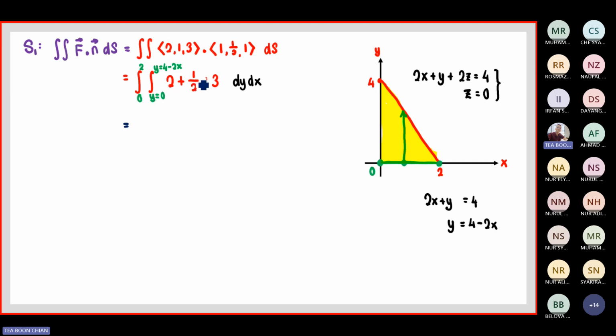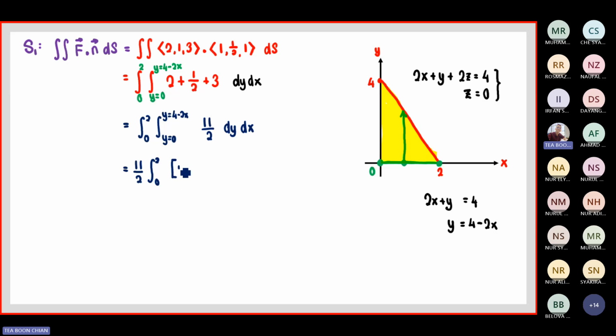2 plus half plus 3 actually gives you a constant number. Okay, again, y equals 0 to y equals 4 minus 2x. Here gives you 11 over 2 dy dx. Well, just a constant number. Constant, you can actually pull out if you want. Okay, put the constant outside. Now you can integrate with respect to y.